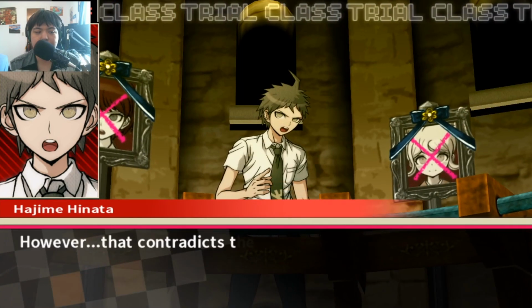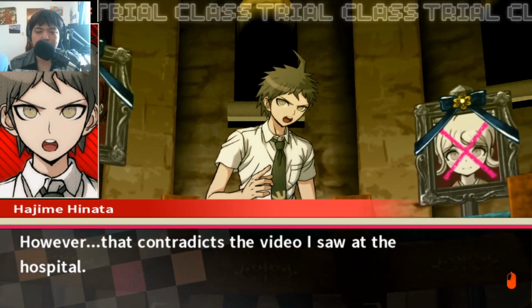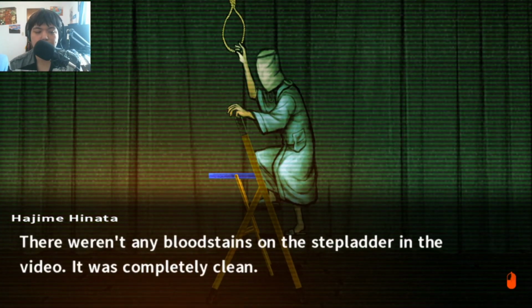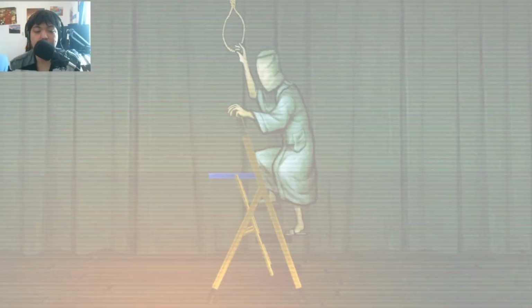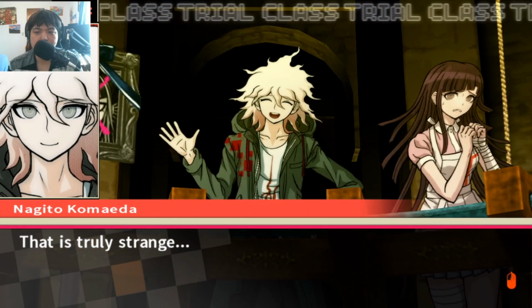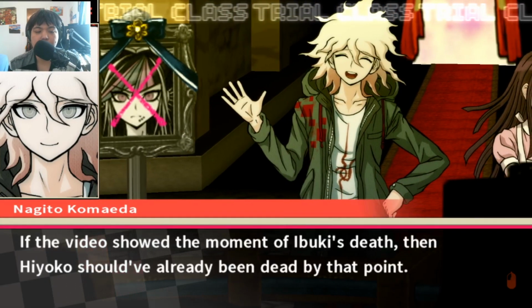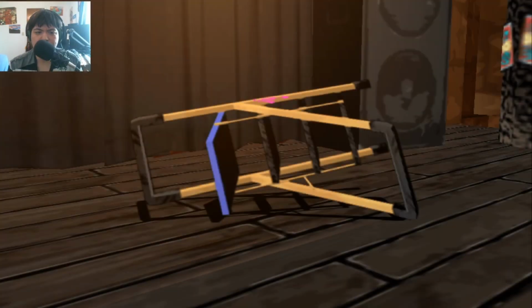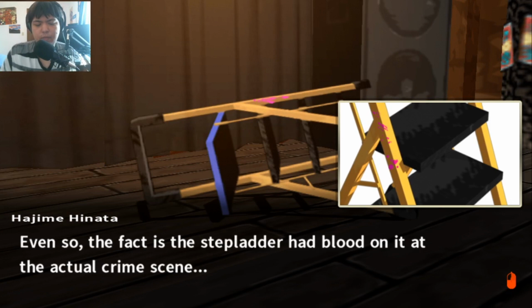Yep. However, that contradicts the video I saw at the hospital. There weren't any bloodstains on the stepladder in the video. It was completely clean. That is truly strange. If the video showed the moment of Ibuki's death, then Hiyoko should have already been dead by that point. Uh-huh. Even so, the fact is the stepladder had blood on it at the actual crime scene. So, how did the blood come from the stepladder in the first place then? That might be curious. Maybe from like Ibuki hanging from it, or something like that.